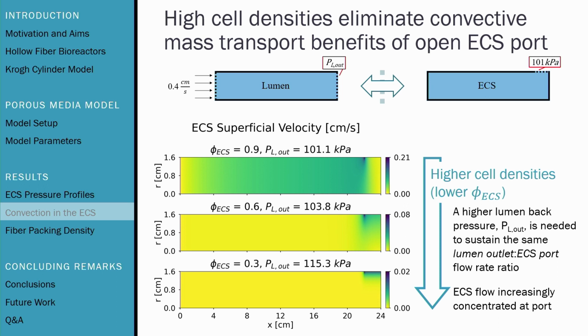And the other thing to highlight is the lumen back pressure that was iteratively calculated in order to maintain the target flow rate ratio. You can see that at higher cell densities, you have to back pressure the lumen more, which does make sense. You're trying to force more flow out of the lumen and into the ECS region, but back pressuring cannot be used to better distribute the velocity flow. You just get higher velocities distributed around the ECS port.